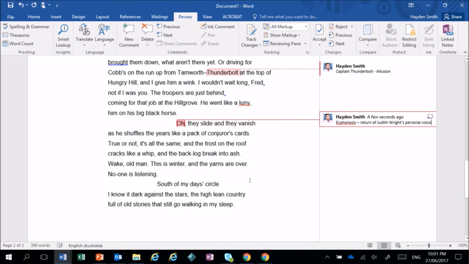Oh, they slide and they vanish as he shuffles the years like a pack of conjurer's cards. True or not, it's all the same, and the frost on the roof cracks like a whip.